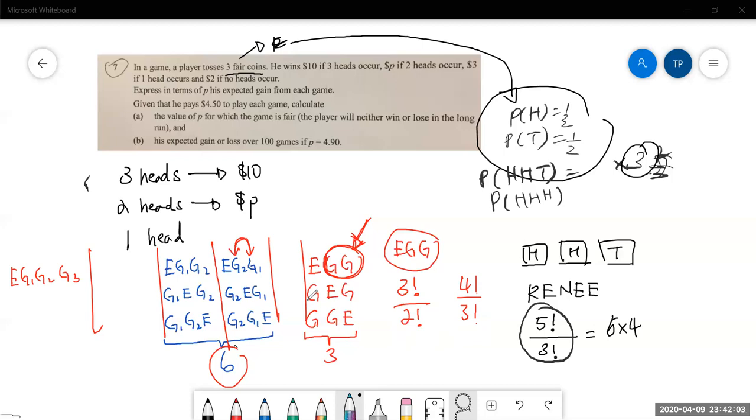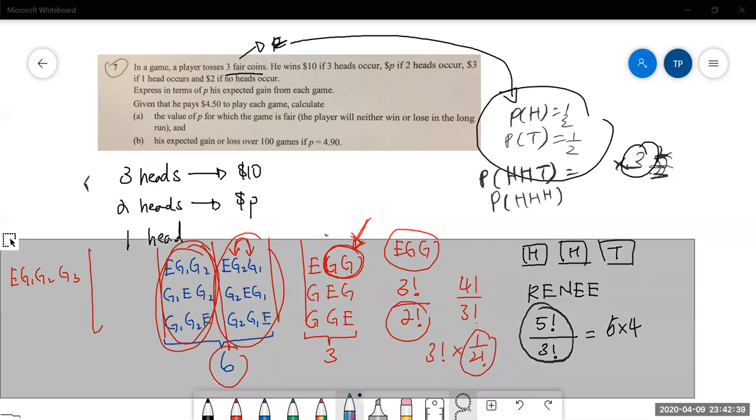Do you understand now? Even if you don't understand, it's okay. When you go through PNC again, you will get it. I will explain it more thoroughly. The whole idea is why we need to divide by 2 factorial: because we have 1 set and 2 sets of different ways to arrange EGG. That's why we need to use 3 factorial times 1/2 factorial, which is half, so that we only get one side of it.